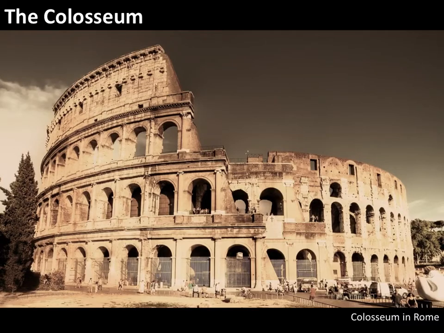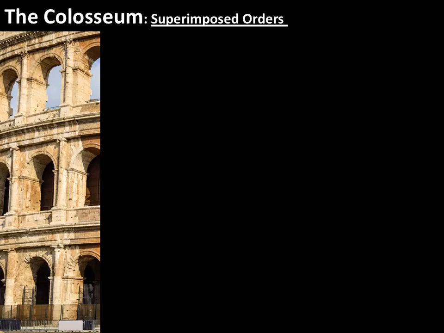And of course, we have to talk about the Colosseum because it's probably one of the most famous Roman structures. There you have it as it exists today. Part of it has been reassembled, part of it has been left unassembled and unrestored. And I want to point out another Roman idea. This was stolen from the Greeks, but the Romans really were the ones who put it into effect. It's called superimposed orders.